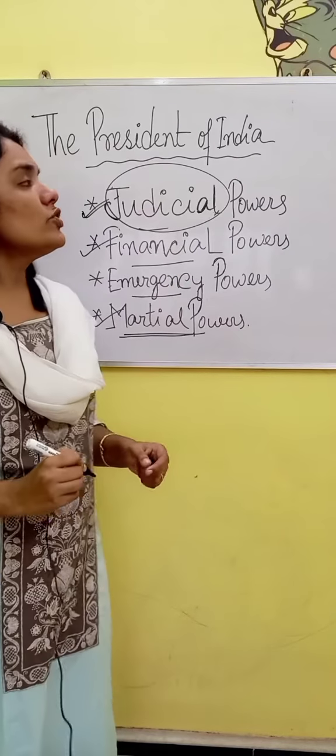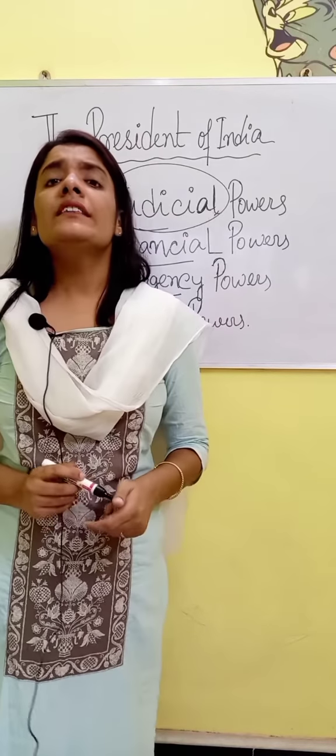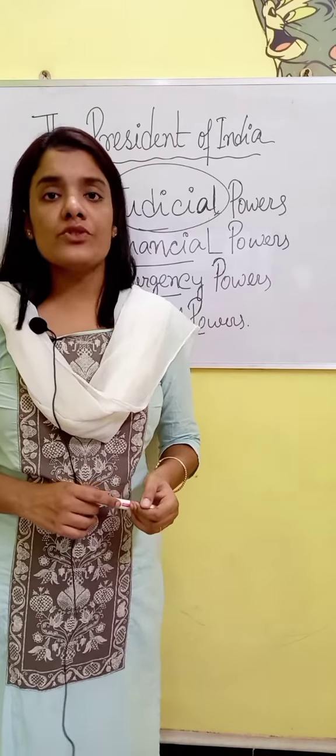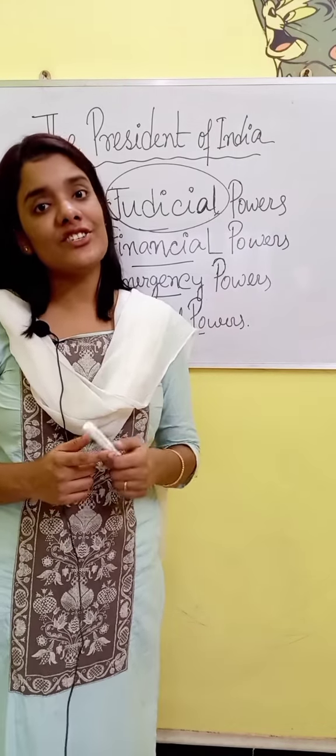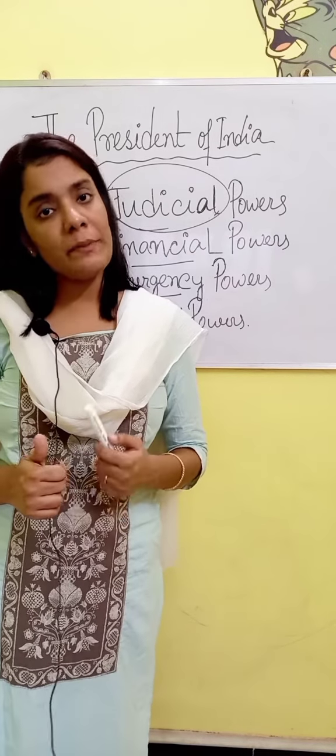So, what is the first judicial power of the President? The President of India can appoint the Chief Justice of the Supreme Court, the Chief Justice of the High Court and also the other judges of the Supreme Court. This is the first judicial power of the President.